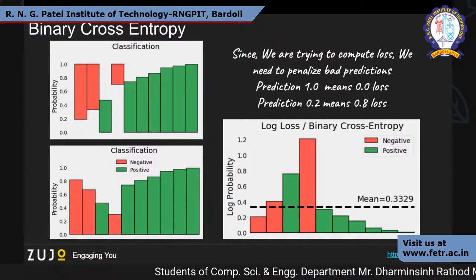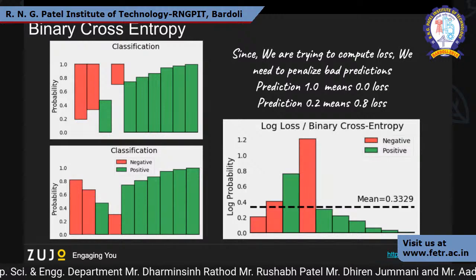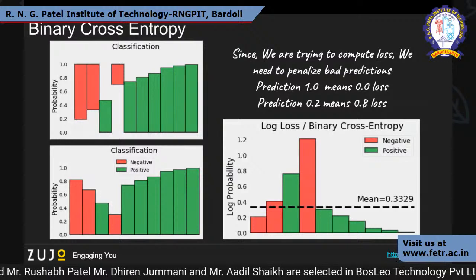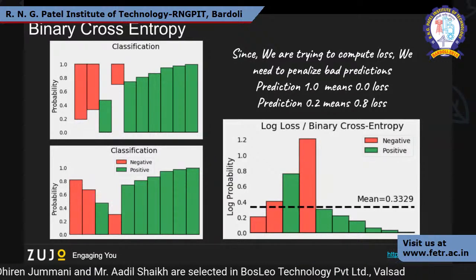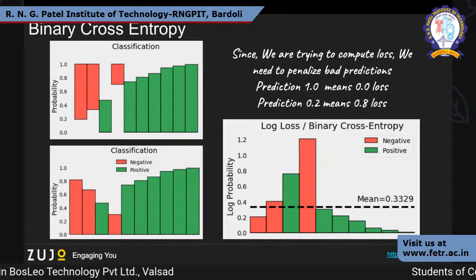I guess this might clear the whole idea behind binary cross entropy, and for whoever had asked the question, it might have given you the perfect answer, right?